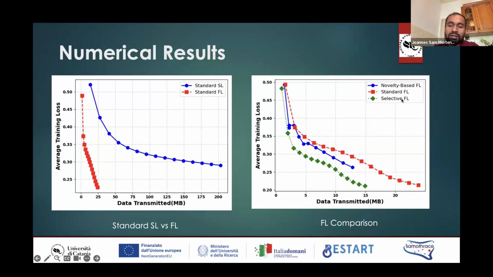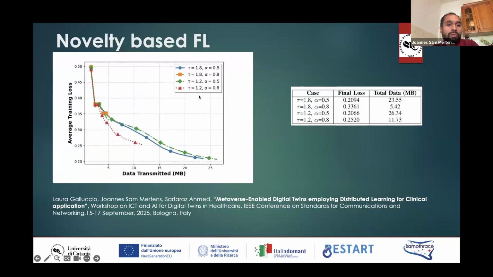Then we also compared with the three federated learning variants. We found that the selective federated learning consumed much lesser data, because only the digital twins that have good performing models participate in the federated learning. Depending on the threshold you set, the nodes participate in the federated learning round. Here alpha is the initial threshold, and tau is the decay you set. Depending on that, the total data also changes.